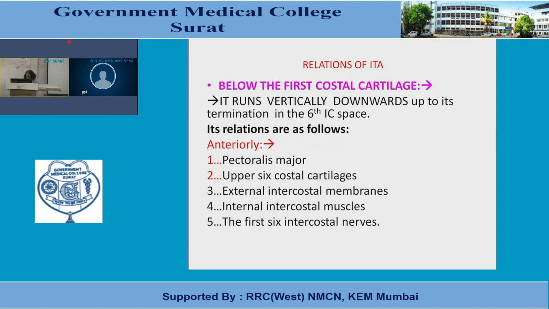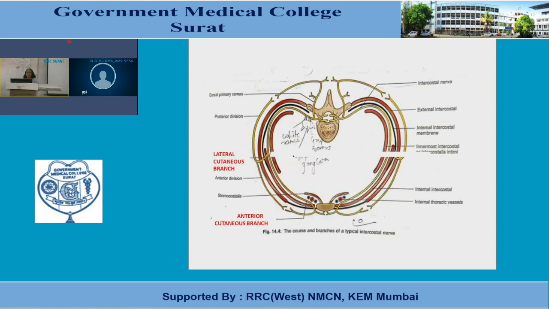So which are the relations anteriorly below the first costal cartilage is shown here. This is the sternum, the transverse section of this one you can see. This is the anterior chest bone, the sternum, and posteriorly the vertebrae. So here you can see the intercostal space between 2 ribs.